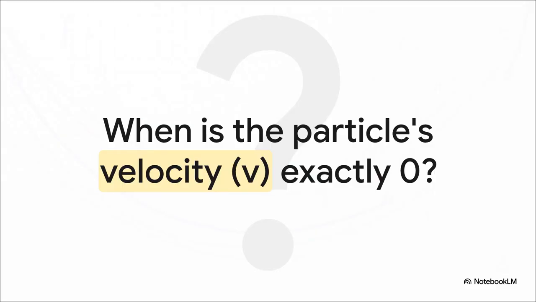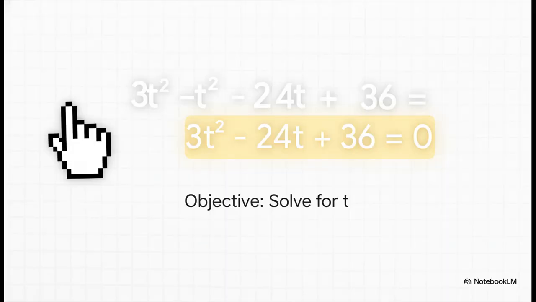Okay, let's bring it back to the mission. We need to know when the particle stops. And since we've established that stop just means velocity is 0, the next question is pretty obvious, right? At what time t does our shiny new velocity equation equal 0? To get that answer, we just take our velocity equation and set the whole thing equal to 0. This gives us what's called a quadratic equation. So for a minute, we can put our physics detective hats aside and put on our algebra hats. The goal now is simple. Solve this thing for t.